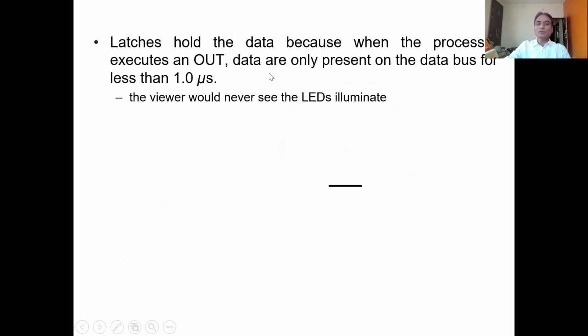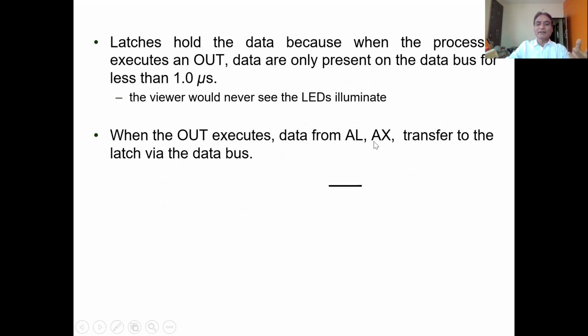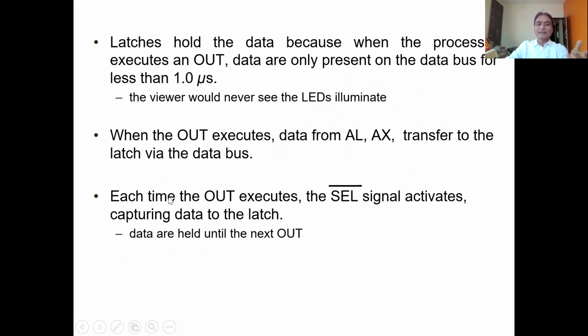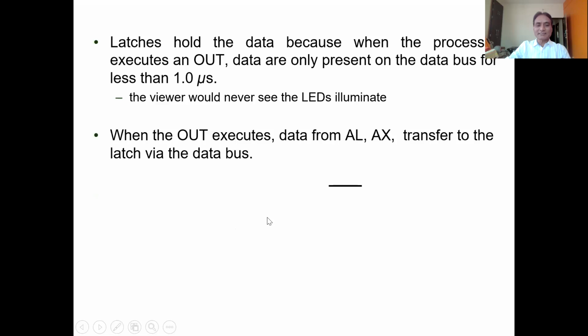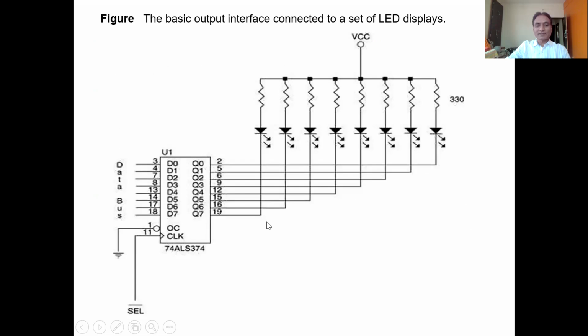Latches hold the data because when the processor executes an OUT instruction, data are present on the data bus for less than 1 microsecond, and you will never see the LED illuminate because the bus is not going to hold the data for more than 1 microsecond. When OUT executes, data from AL or AX is transferred to the latch via the data bus. Each time OUT executes, the ACL signal activates and clocks the data into the latch. This ACL signal needs to be activated so that the data can be transferred to the output. Otherwise, data is not going to be transferred to the output.